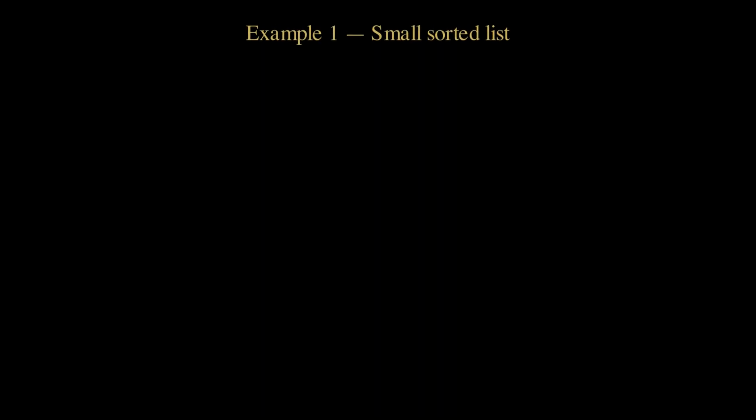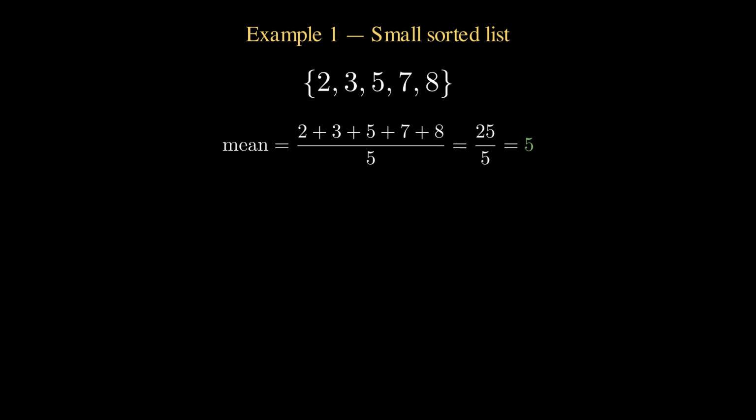Easy example, the data set 2, 3, 5, 7, 8. It is already sorted, which helps. The mean is the sum 25 divided by 5, which equals 5. The median is the middle entry, which is 5. The mode is absent here because every value appears once.